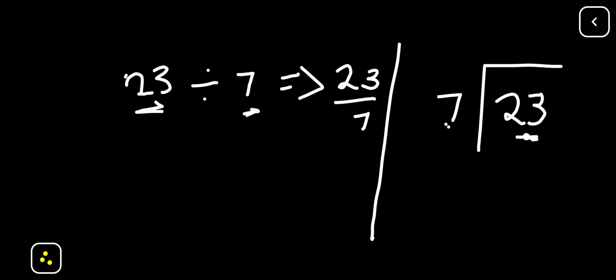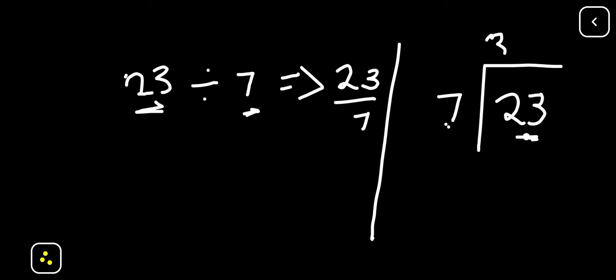So we start with 7 times 1. 7 times 1 is just 7, so it's not close to 23. 7 times 2 is what? 14. It's close to 23, but let's see what 7 times 3 will be. 7 times 3 is 21. That is very close to 23. If you add 2 more, you get 23, right? But let's see 7 times 4. 7 times 4 is 28, so that is more than 23. So we're going to stick with 7 times 3. That means 7 can go into 23 3 times.